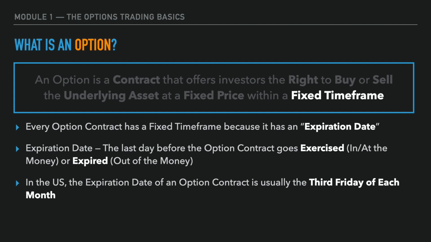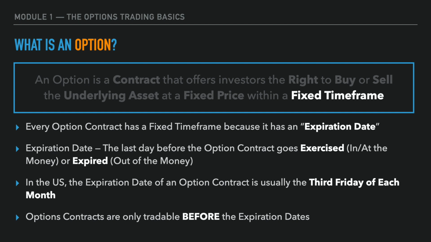In the US market, the expiration date of any option contract is usually the third Friday of each month, and all the options are only tradable before the expiration date. Same as the strike price, once the option contract is established between buyers and sellers, it cannot be changed, unless you buy or sell a new contract with a different expiration date.